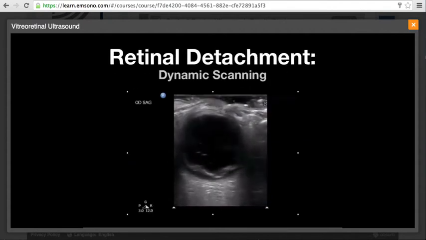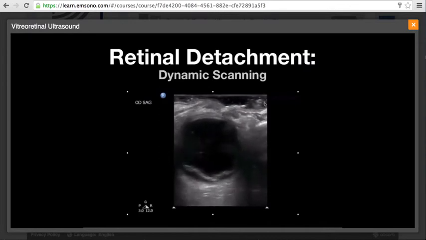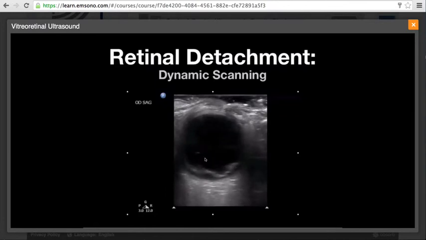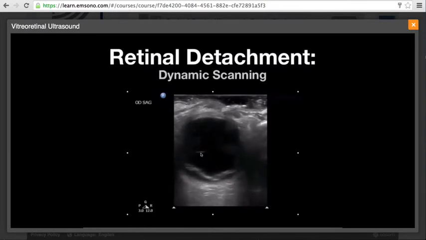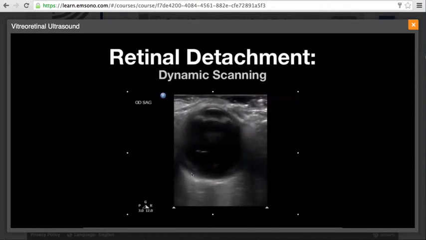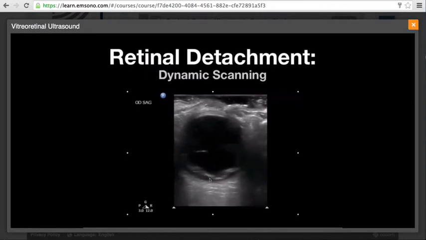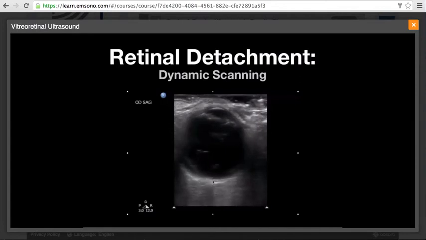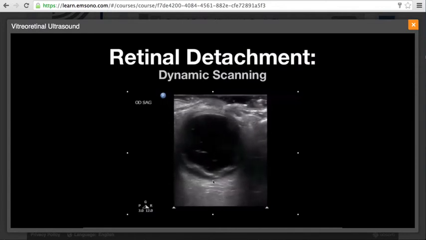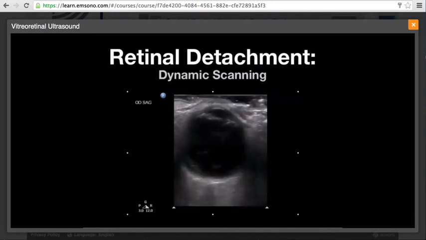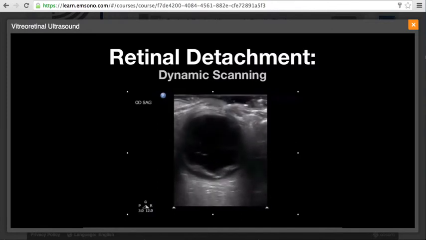Here we have the same patient with the retinal detachment, but here we're performing dynamic scanning by having the patient look from side to side. You can see that the echoes of the vitreous hemorrhage do move around as the patient looks from side to side, but you can see that that echogenic band has very little movement and it's still fixed posteriorly here by the optic nerve. So this is how dynamic scanning can be useful in evaluating these patients.